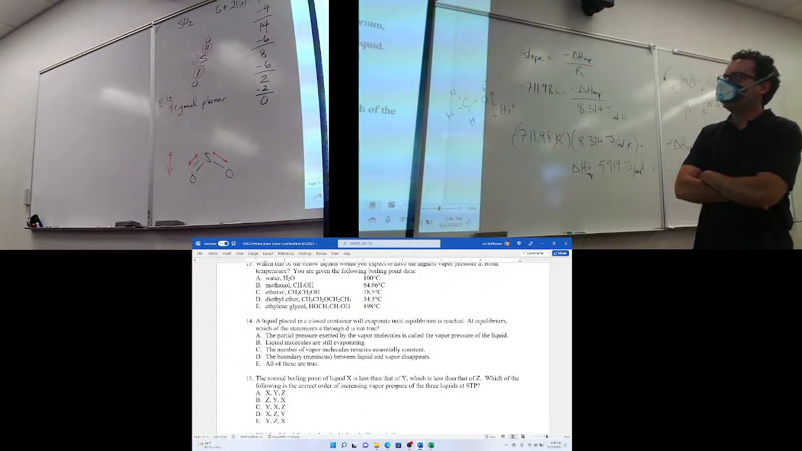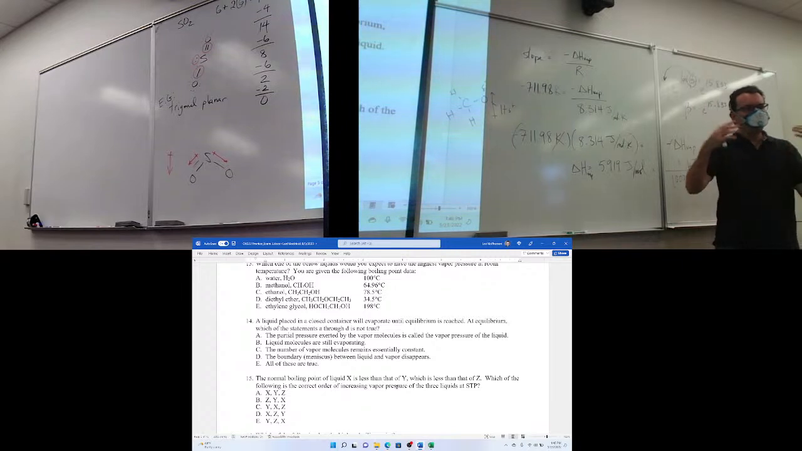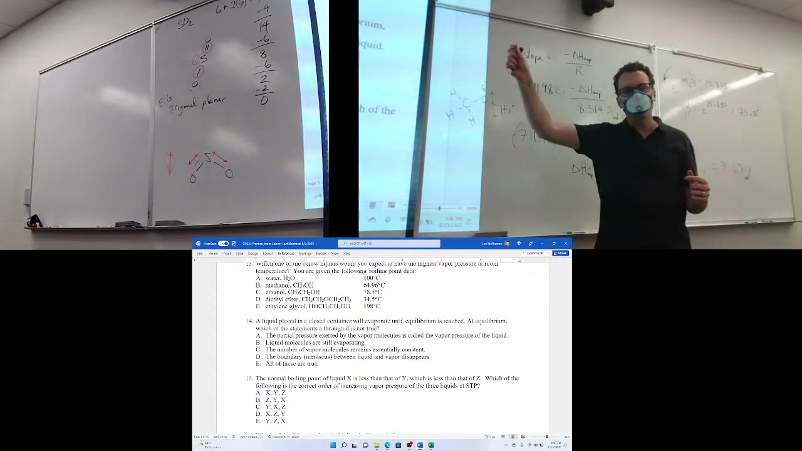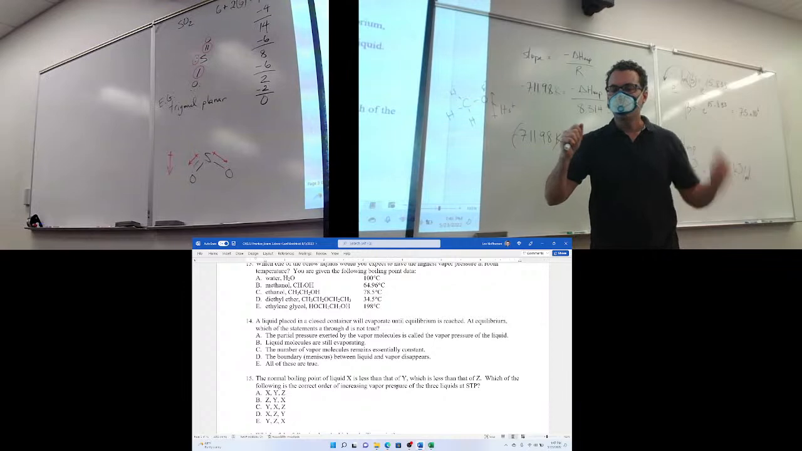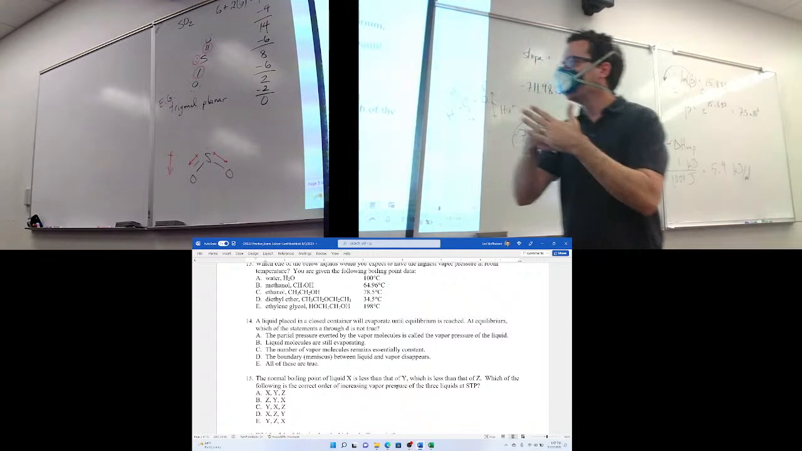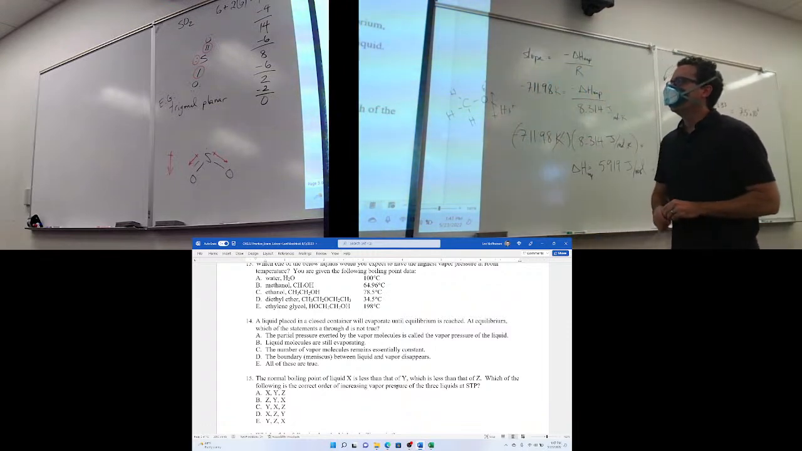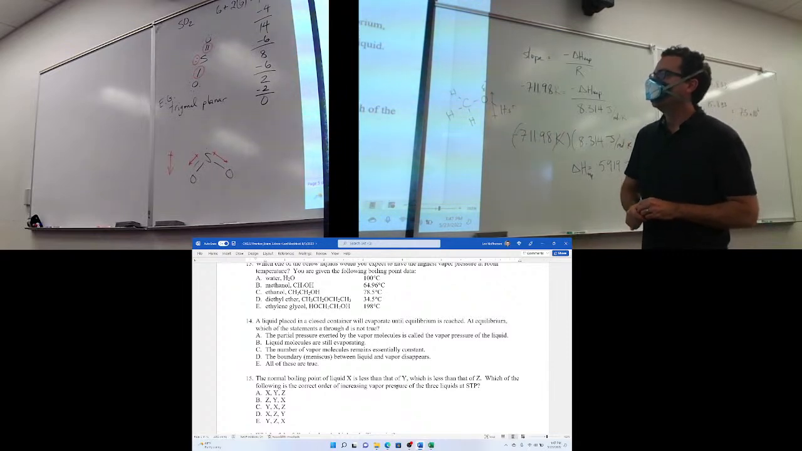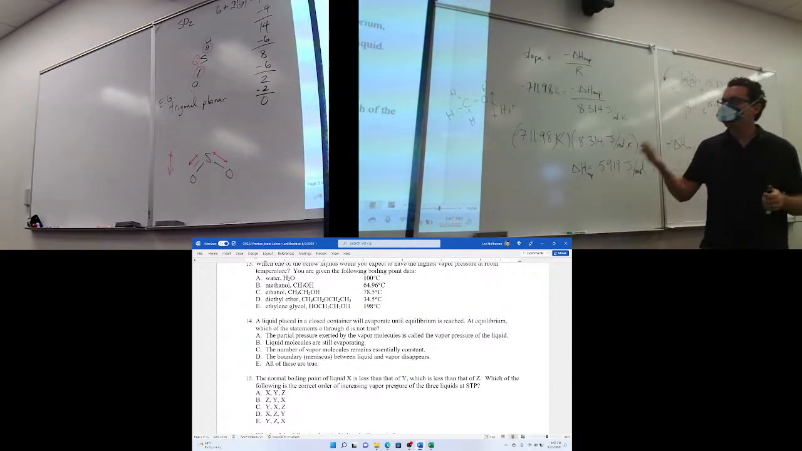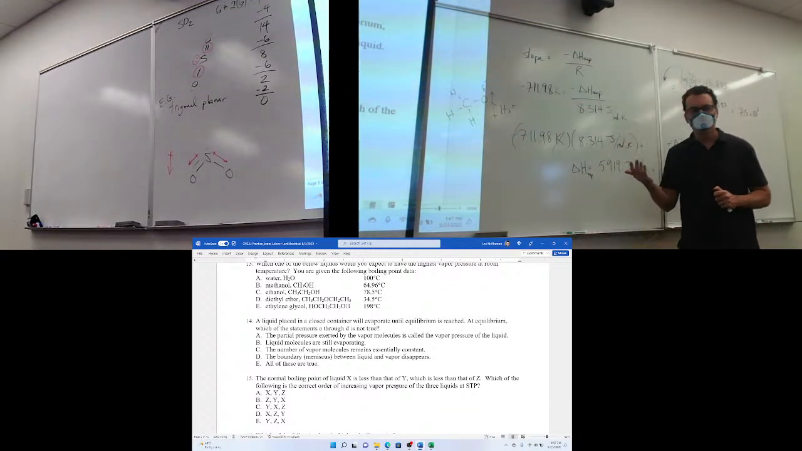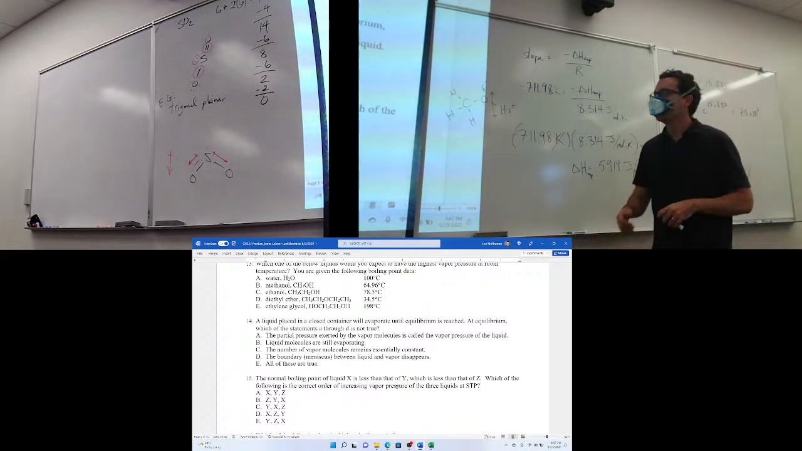Liquid molecules are still evaporating. That's true too. So even though you've reached equilibrium and you measure a vapor pressure and it's rock solid at a certain pressure, it's dynamic, meaning some of those gas molecules are turning back into liquid. Some of those liquid molecules are turning into the gas at the same rate, which is why nothing looks to be changing, but it is. The number of vapor molecules remains essentially constant. Yes, that's what the pressure is. It's a measure of how many particles there are. You can use P equals nRT to find it.